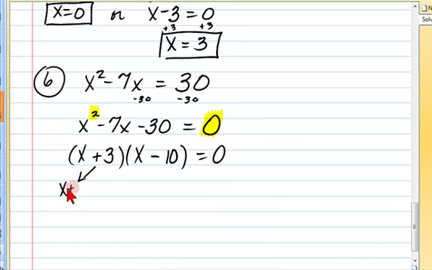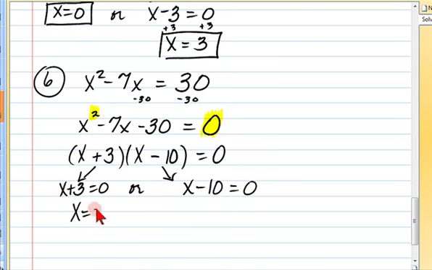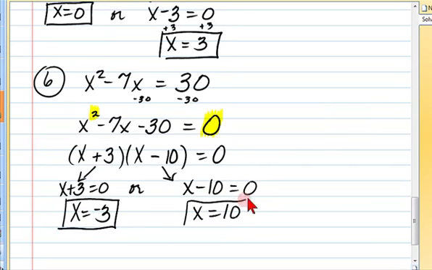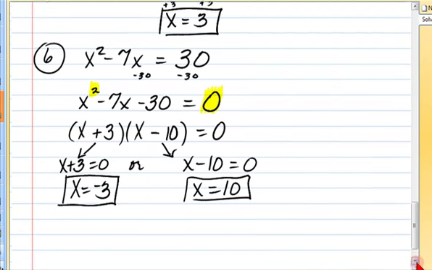That means that x plus 3 equals 0, or x minus 10 equals 0. That means x is negative 3, or x is positive 10. So that's the first problem we've had where the right-hand side was not a 0, and I had to make it become a 0. And we're going to have a few more like that.